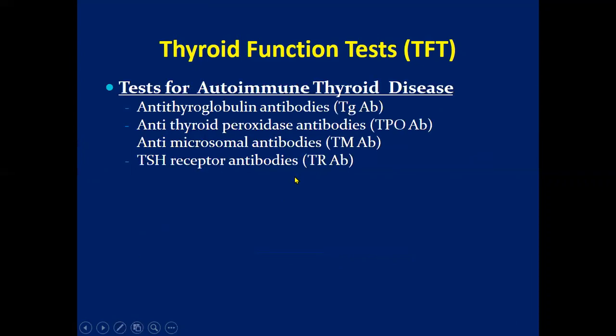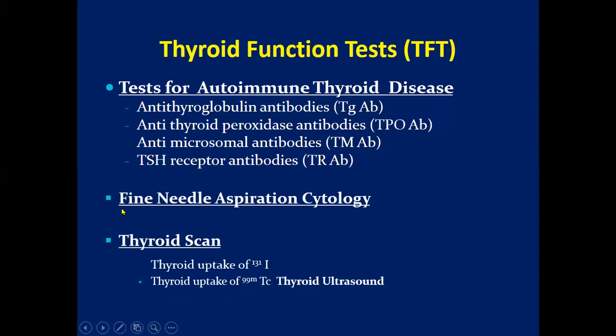Then tests for the autoimmune thyroid diseases, because it was evident in the last lecture also that there is an autoimmune etiology for different thyroid disorders. Anti-thyroglobulin antibody, anti-thyroid peroxidase antibody, commonly called anti-TPO, anti-microsomal antibodies, and then TSH receptor antibodies. These are all different antibodies, but all are not performed. Depending on the cause, we have to go for the differentiation of the autoimmune etiology of the thyroid disorder.